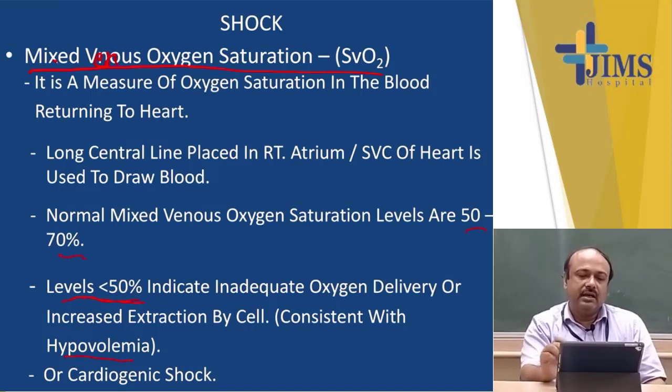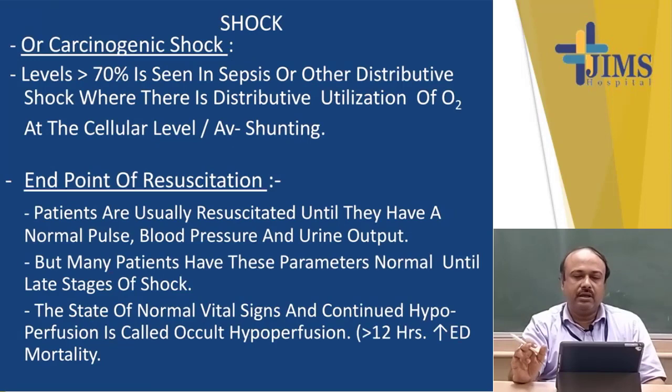So, less than 50% indicates inadequate oxygen delivery or increased consumption of oxygen by cells, which is in cases of hypovolemia or cardiogenic shock. Levels more than 70% of mixed venous oxygen saturation are seen in cases of sepsis or other distributive shock, where there is disturbed utilization of oxygen at the cellular level, or AV shunting, that is arteriovenous shunting of blood. That is, the oxygen which is being supplied to the peripheral tissues or end organs is not being utilized by them, which is seen in cases of distributive shock or sepsis.